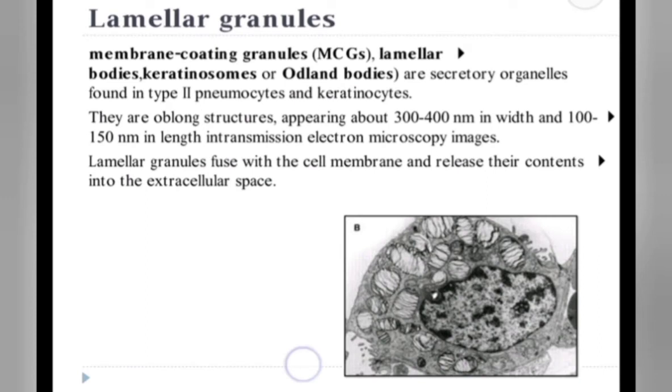Lamellar granules are just like the granules which are present in the keratinocytes of the skin, appearing about 300 to 400 nanometers in width and 100 to 150 nanometers in length. Lamellar granules fuse with the cell membrane and release their contents into the extracellular space.